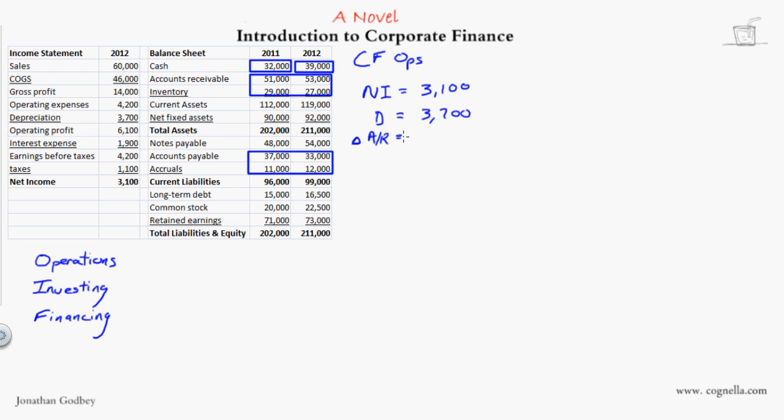I'll talk about why in just a minute. And it changed by $2,000. I want to know, is that a positive or a negative cash flow? And here's the way to think of it. This sales number, the $60,000 in sales, isn't necessarily cash that goes into your cash register.